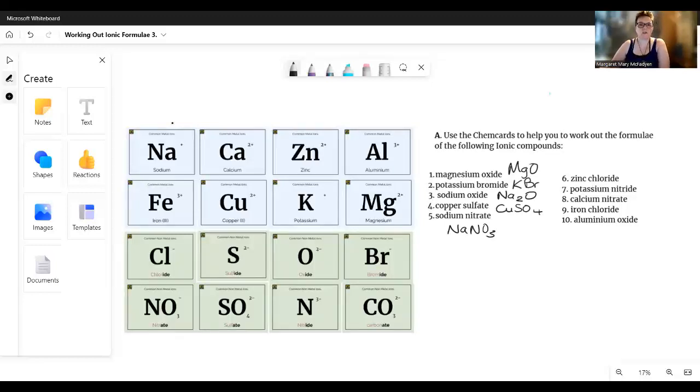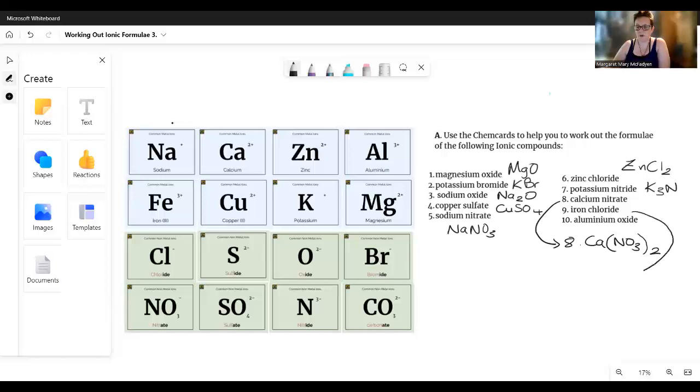So questions 6 to 10, we're starting to get a bit more tricky. Zinc chloride, ZnCl2. Potassium nitride, K3N. Calcium nitrate, let's just write that down there so we've got a bit more room. So 2 plus on the calcium, 1 minus on the nitrate. When we drag that 2 down from the calcium, we need to put the nitrate in brackets because it's a compound ion. So there's 2 nitrates, making sure that's gone in with the brackets.